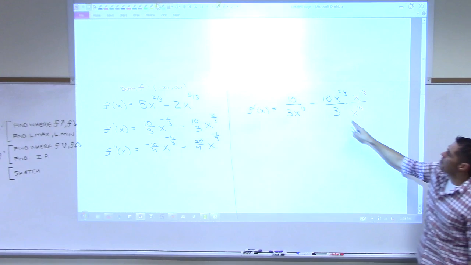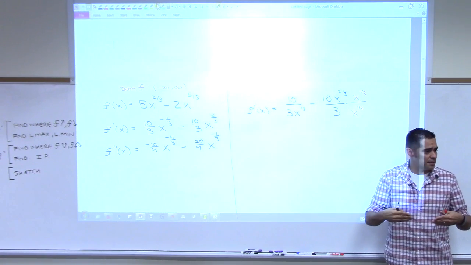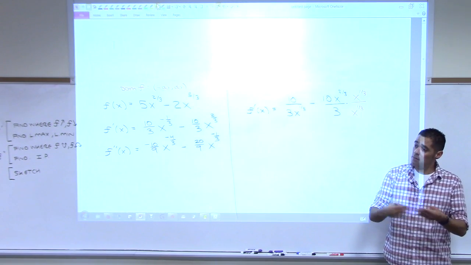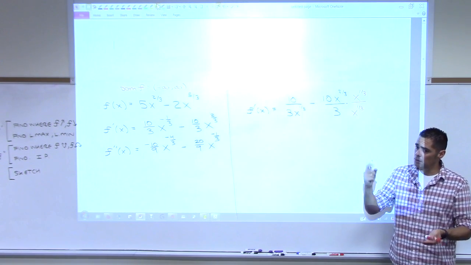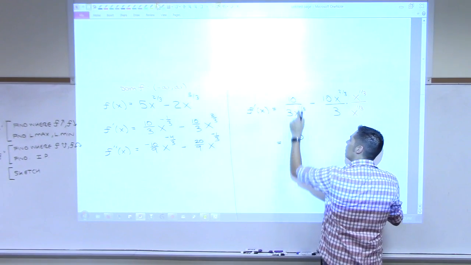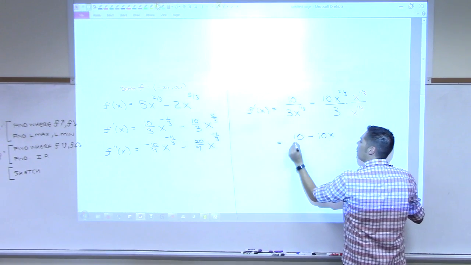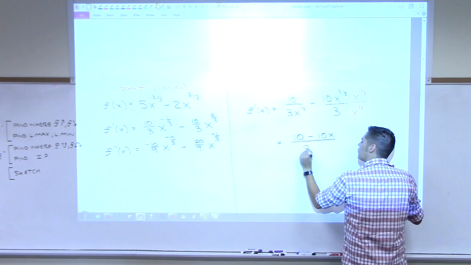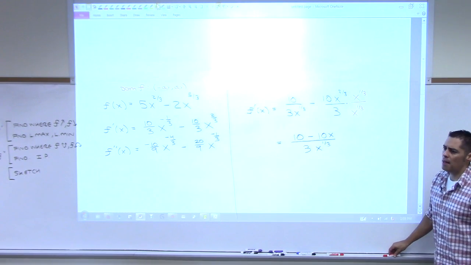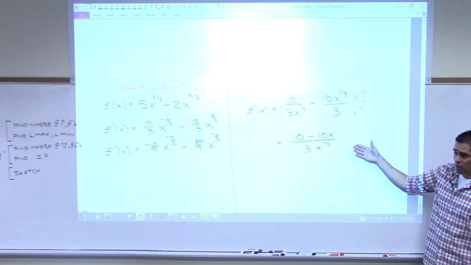And notice what happens here. x to the 2/3 times x to the 1/3. Add the exponents, 2/3 plus 1/3 is 3/3, which is 1, right? So that's just x to the first power. So this actually simplifies to 10 minus 10x all over 3x to the 1/3. That's pretty nice. I like the way that looks. If I have to set that equal to 0, it's going to be pretty straightforward, right?